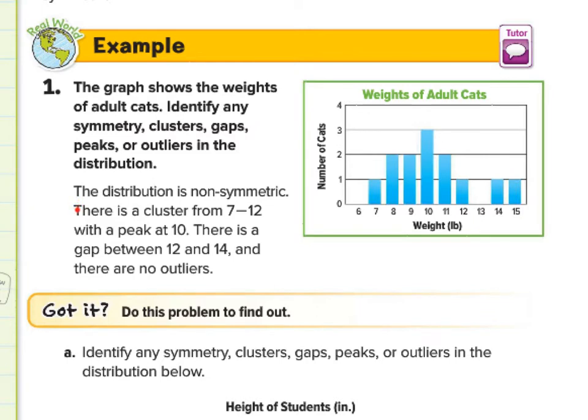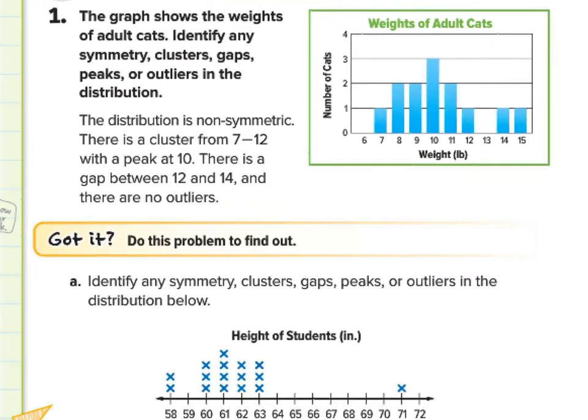So it is non-symmetric. There's a cluster from 7 to 12 with a peak at 10. There's a gap between 12 and 14, and there are no outliers. Okay, so they're not considering the 14 and the 15 outliers. Possibly if the 15 was here by itself without the 14, then it would be considered an outlier because it's two spaces away. But I guess one gap is not enough to consider an outlier, but it does make it non-symmetric.